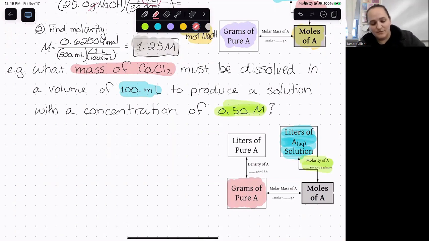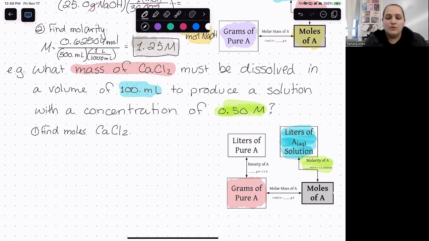So once again, we're going to need to follow our roadmap here, follow our flow chart to get from the information we have to the information we're actually looking for. And we can see that we have to pass through moles. So we can use our molarity and our volume in order to do that. So the first thing we're going to do is find moles of calcium chloride that we need in order to make this solution.